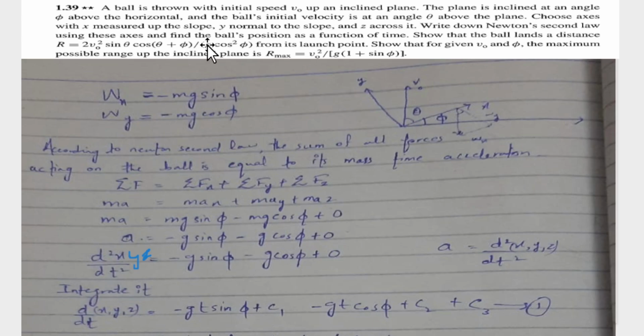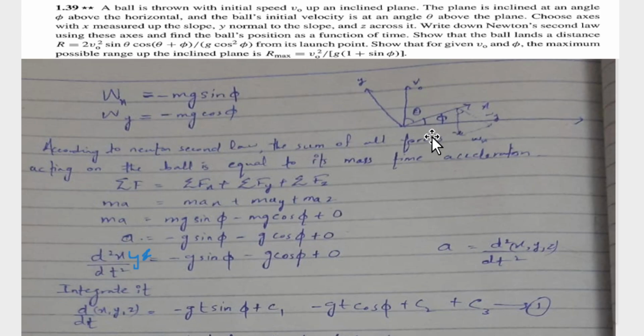Choose axis x and y normal to this plane. This is y, which is normal to this plane. Okay, so you can see we have to find that by using Newton's law. We have to find the position. Okay, and these are the two situations, the position when the equation becomes this, and when there is a maximum position, we have to find this equation.